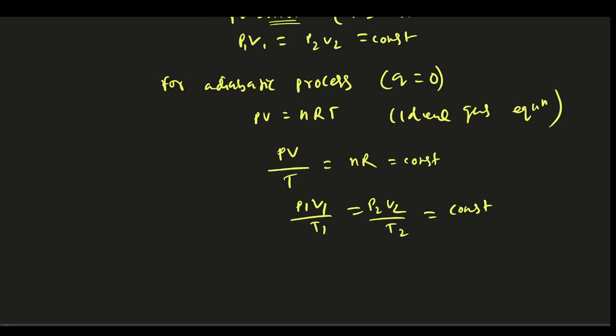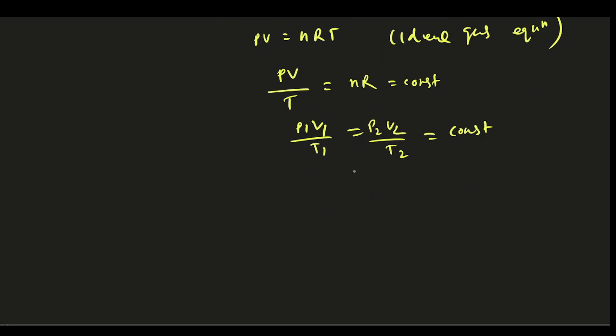But the problem is, unlike the isothermal case where only two values were changing, P or V, here three values are changing: P, V and T. So we need to know all three values. It is not possible in an exam for them to give three values P, V, T, so they will not give three values.